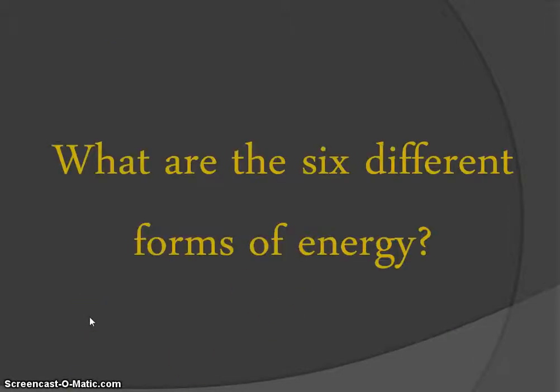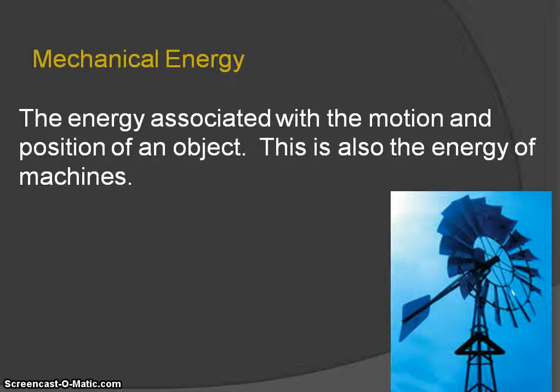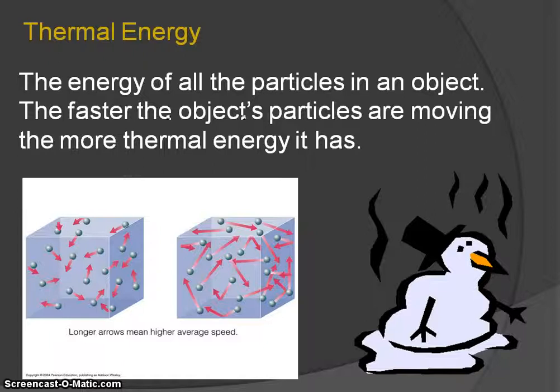What are the 6 different forms of energy? Don't forget to write each of these down on the chart in your notes. Mechanical energy is any type of energy associated with moving parts. So machines have this kind of energy. Thermal energy involves the motion of the particles. The faster those particles move, the greater the thermal energy.